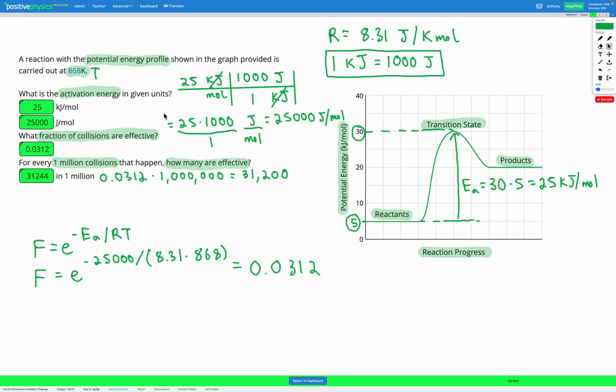So for this question, we're combining using our potential energy profile to find our activation energy with the Arrhenius equation. So make sure you're confident on both of those skills before attempting these challenge problems.